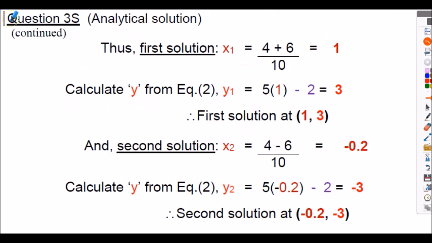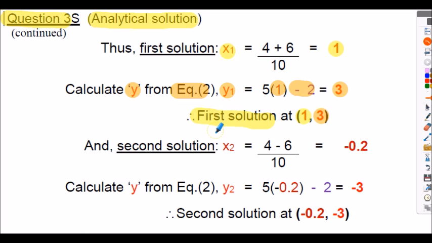Question 3s, analytical solution continued. Just repeated the x1 value from the previous slide for reference. Now we're going to work out the value of y using equation 2, which was the linear equation on the previous slide. So y1 is equal to 5 multiplied by the x1, which is 1 in this case, minus a 2, so that's equal to 3. So our first solution, when x is equal to 1, y is equal to 3.